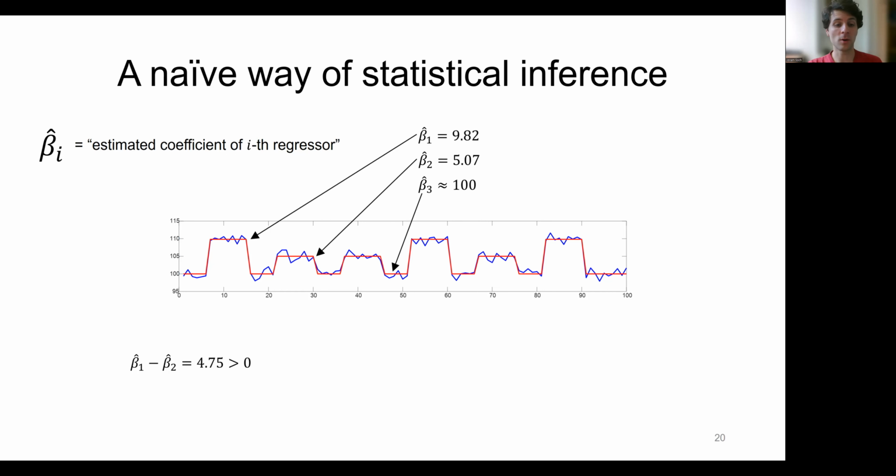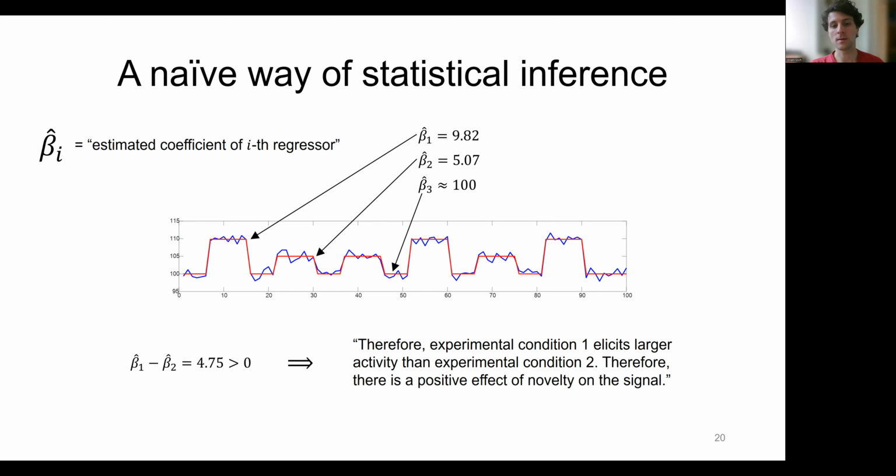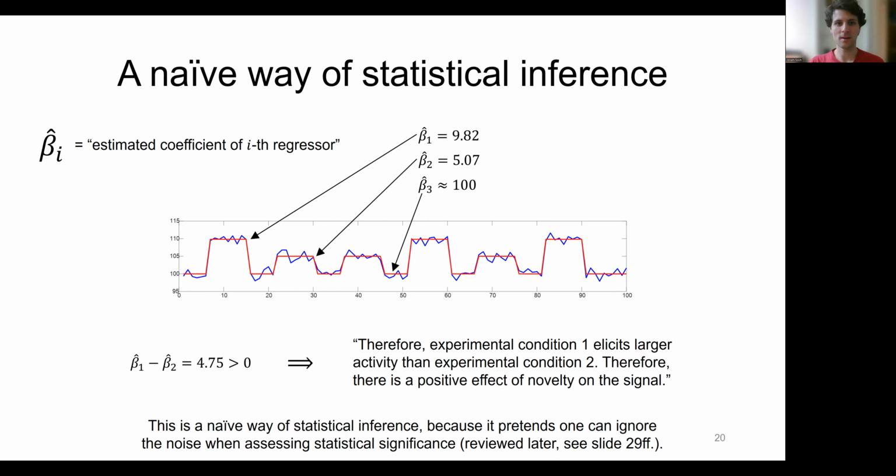And then what we could do is we could subtract beta 2 from beta 1, which is 4.75, and this is larger than 0, so we could conclude, therefore, experimental condition 1 elicits larger activity than experimental condition 2. Therefore, there's a positive effect of novelty on the signal. So we see a higher increase of activity during the presentation of novel images than during the presentation of master images. Once again, this is a naive way of statistical inference because it pretends one can ignore the noise that is also in the signal when assessing whether something is statistically significant or not. And we will also see how that works precisely and how the noise is integrated into the equation later on.